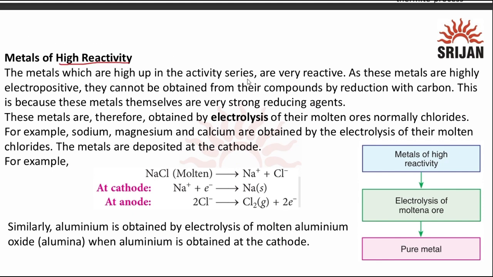Now, metals of high reactivity. The metals which are high up in the reactivity series are very reactive as these metals are highly electropositive. They cannot be obtained from their compounds by reduction with carbon, because these metals are themselves very strong reducing agents. So these metals are obtained from their ores by electrolysis. Simply electrolysis of NaCl will result in the formation of sodium metal, right? So for highly reactive metals, we use the electrolysis process. Similarly, aluminium is also obtained from molten aluminium oxide by electrolysis, at the cathode, right? So I hope this topic is now clear to you.